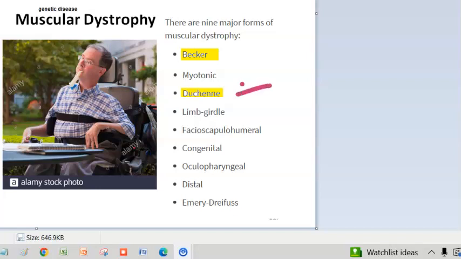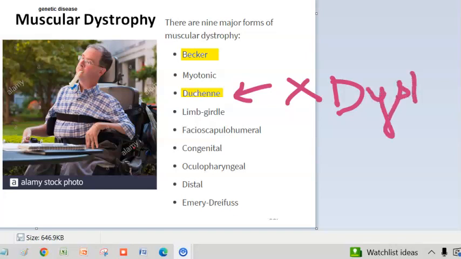There can be Duchenne, in which there is no dystrophin. Dystrophin is one anchoring protein, okay, that anchors the actin to the sarcolemma. The dystrophin, I'm writing here, D-Y-S-T-R-O-P-H-I-N. This dystrophin is completely absent. So this is Duchenne muscular dystrophy. So in this, what is happening? There is no dystrophin protein at all.